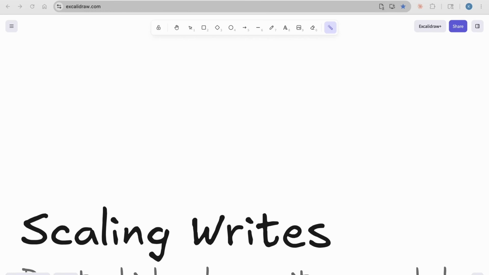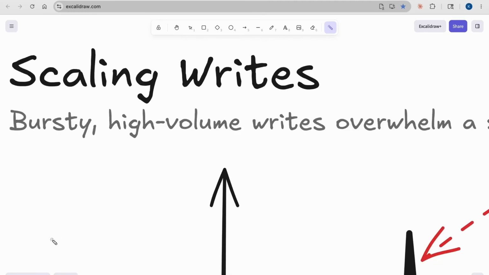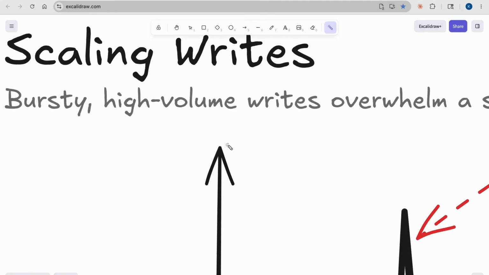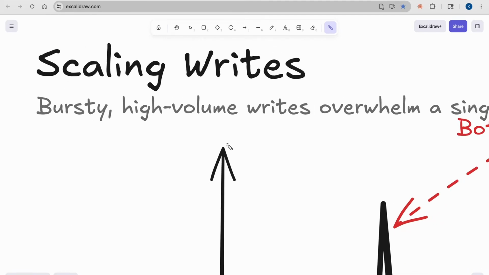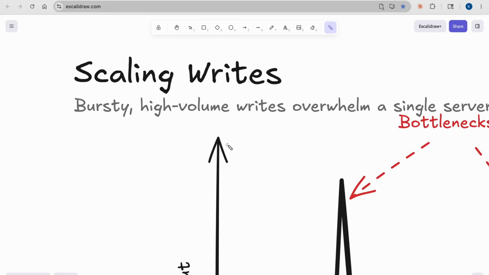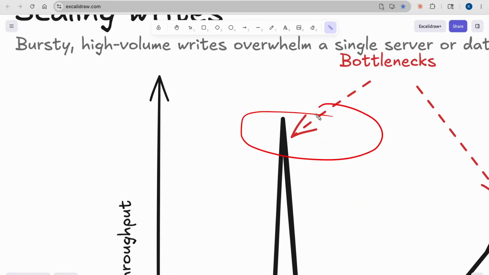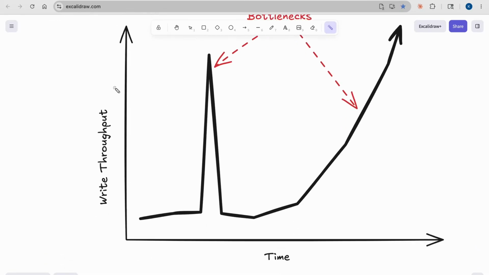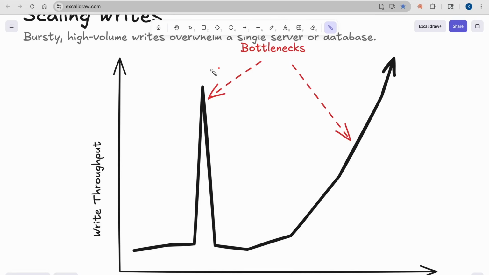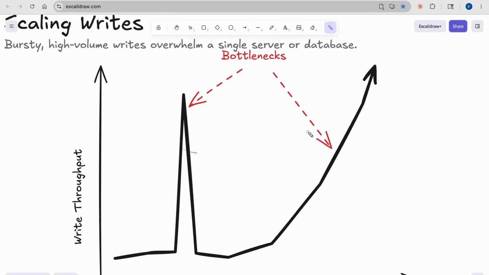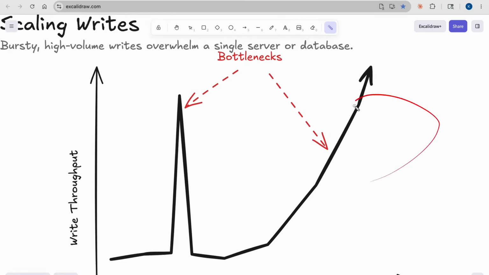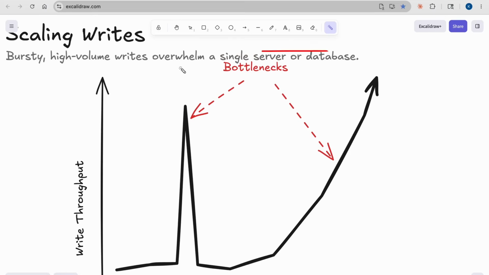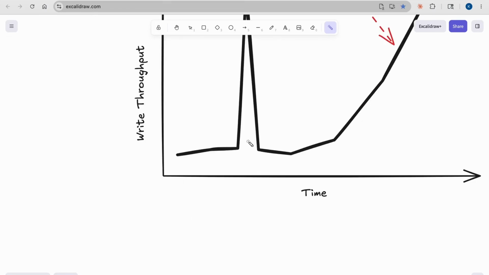So let's see how it evolves. Here, the problem is like I just mentioned: during high writes per second. Assume this is a graph of the write throughput versus time. As time goes on, if more writes are hitting our server, that's when it will become the bottleneck for our server or database. So how do we deal with these situations? Let's see the approaches that we can come up with.